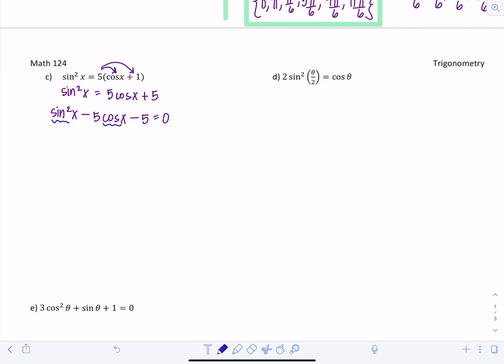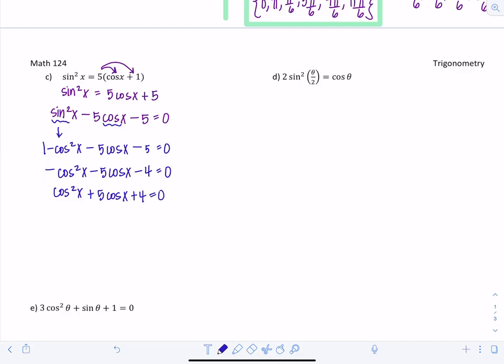I'm basically stuck with this equation having a cosine x in it, but I can replace the sine squared x with 1 minus cosine squared x. And then I have minus 5 cosine x minus 5 equals 0. All right? Now let's see here, I can combine like terms, so I have negative cosine squared x minus 5 cosine x minus 4 equals 0. And then let's just multiply the whole equation through by a negative, right? No point in keeping them all with that extra minus sign. So cosine squared x plus 5 cosine x plus 4 equals 0.